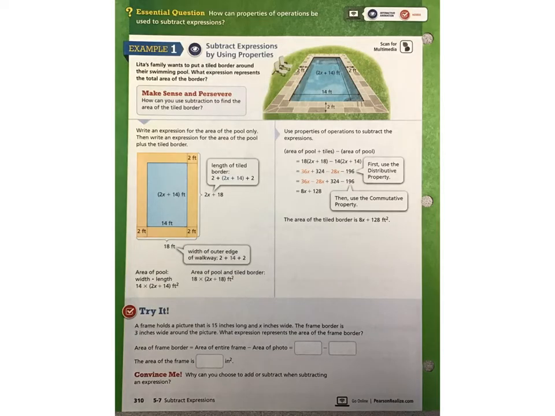In this case, we have a pool and a border around that pool. Lida's family wants to put a tiled border around their swimming pool. What expression represents the total area of the border? Well, the first thing we have to do is use the diagram to create expressions that represent both the dimensions of the pool and the dimensions of that tiled border.